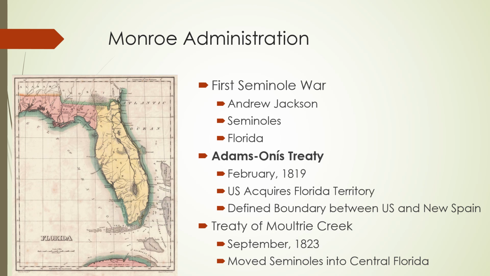Now, the other thing that comes out of the First Seminole War is the Treaty of Moultrie Creek. It's not as important in our story here, but it basically moves the Seminoles further south into Central Florida. So you're moving them from North Florida to Central Florida, further away from Alabama and Georgia, and of course we'll see what happens with that later.